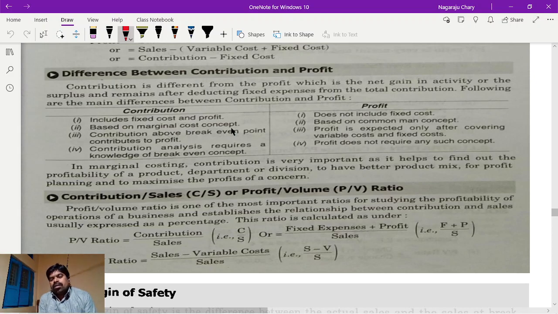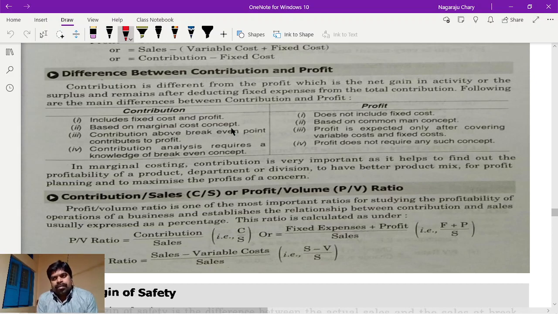And it is a common concept. Whatever the method, it may be the absorption method or the marginal cost method, ultimately we are going to get profit. So that is a common concept. Contribution above break even point contributes to profit. Above the break even point, it leads to profit, and below the break even point, it leads to loss, whereas profit is expected only after covering variable cost and fixed cost.